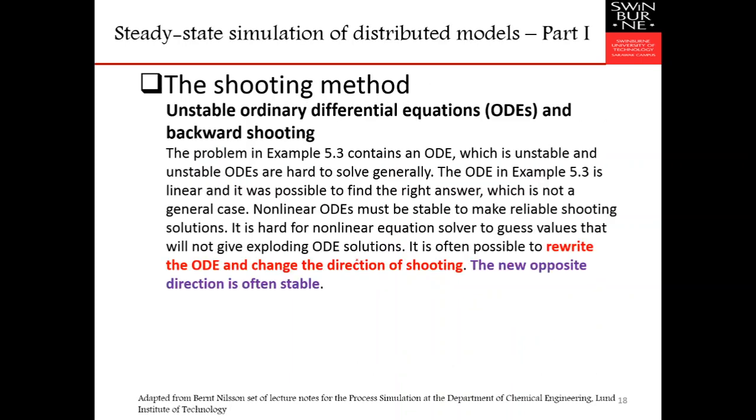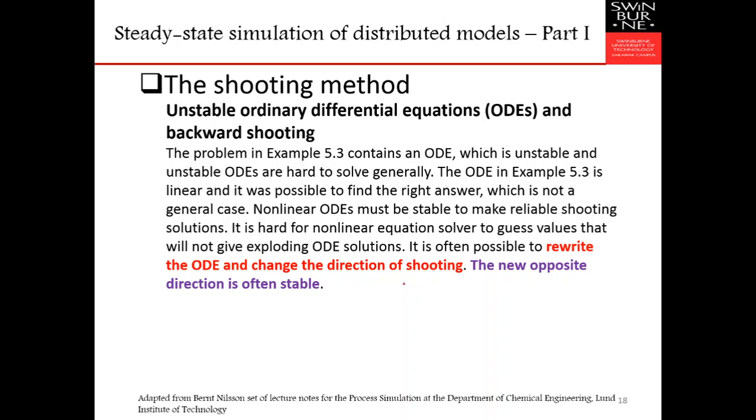So moving on, let's say we have unstable ordinary differential equations. For this case we need to do the shooting using backward shooting instead of forward shooting. For example, the problem in example 5.3 contains an ODE which is unstable, and normally an unstable ODE is hard to solve. Unfortunately, the ODE in example 5.3 is linear, and it was possible to find the right answer, which may not always be the case.